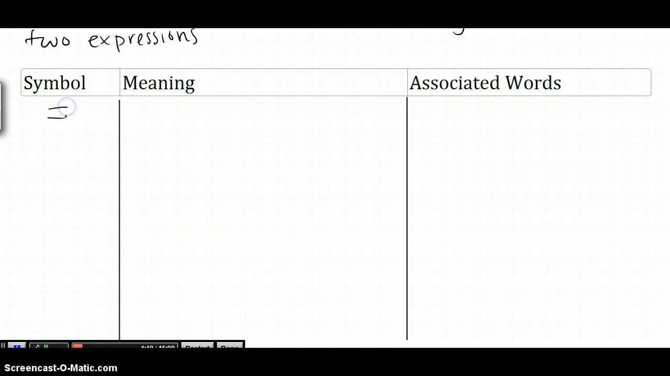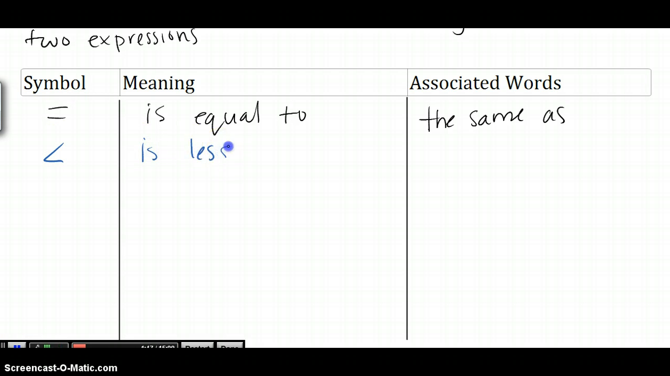First off, the equal sign means is equal to. So if you see in a sentence it says is equal to, you're probably going to use an equal sign. It could also say the same as. If it says that, you're also going to use an equal sign. Okay, let's talk about when we use the less than sign. If in the sentence it says is less than, you're going to use the less than sign. Or it could also say fewer than. So less than or fewer than, you're going to use the less than sign.